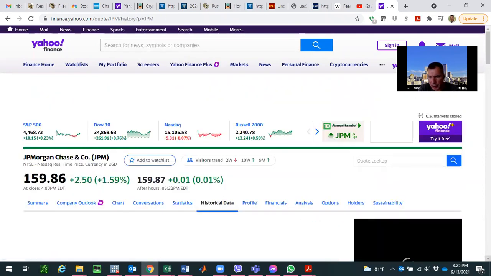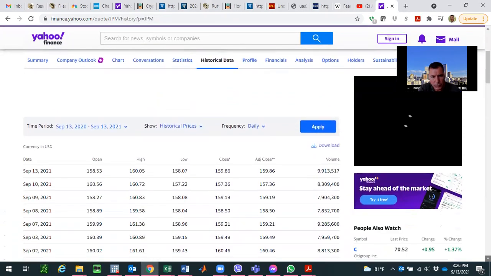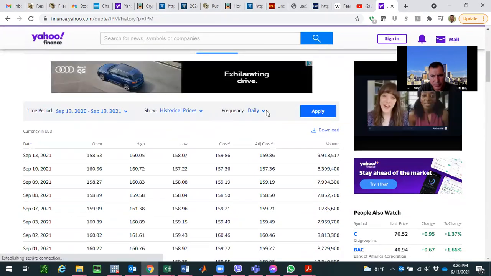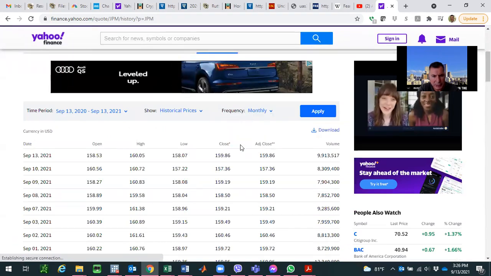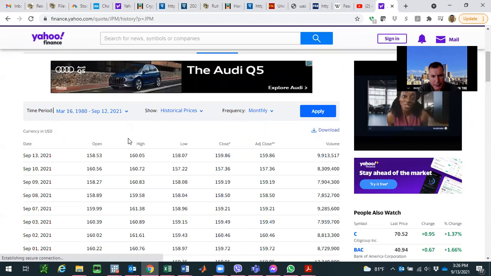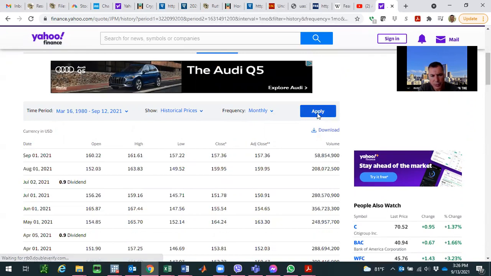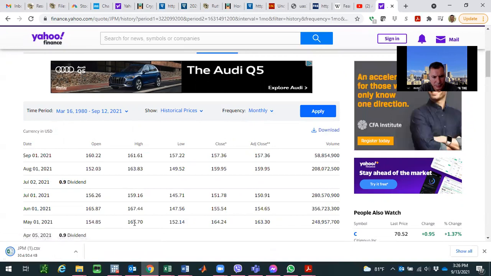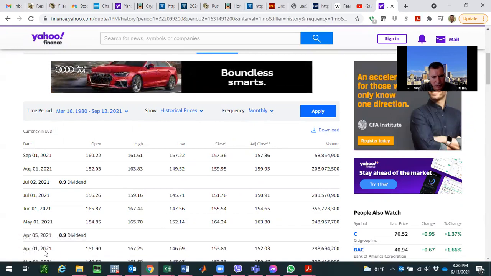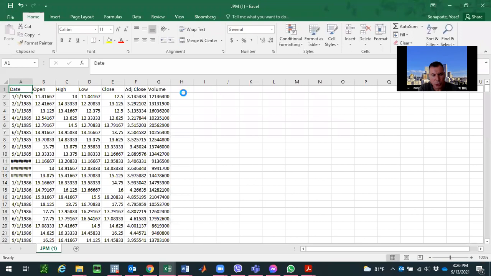And then they ask you, what do you want to do? Historical prices? Yes. You want daily? No. Our analysis is monthly. You do max and apply, and then download. When you download that, we're pretty much done. You have to calculate the return. Return equals the closing price minus the closing price last month, divided by the closing price last month, and double click.